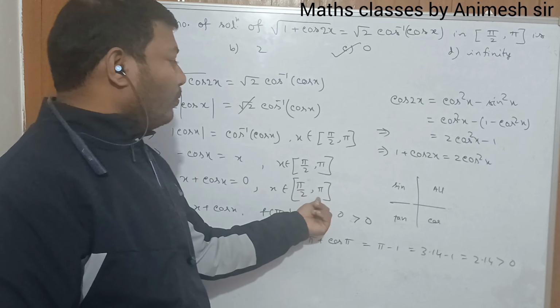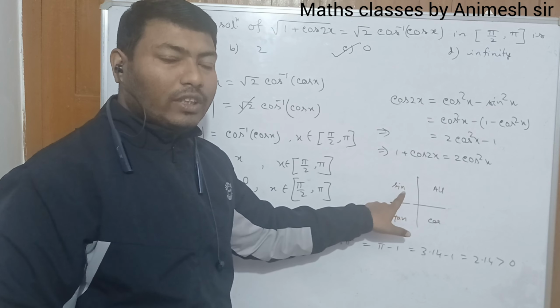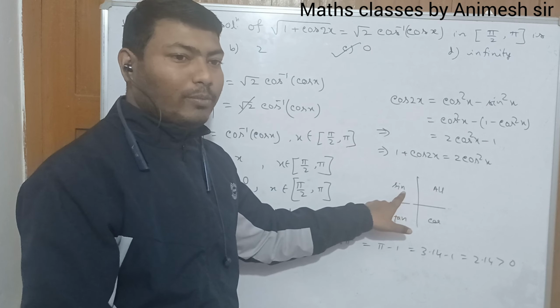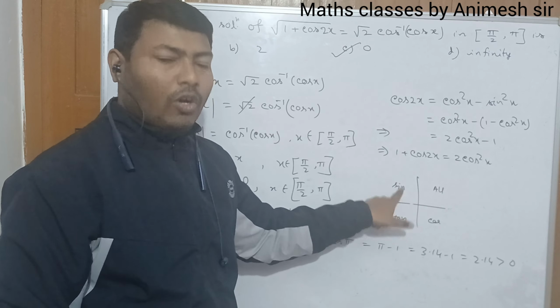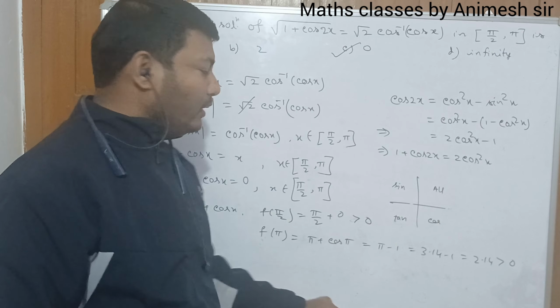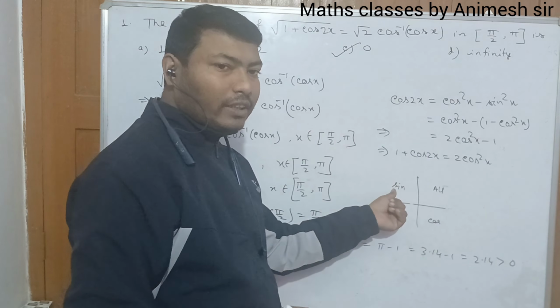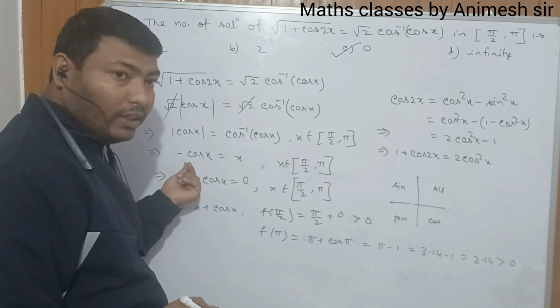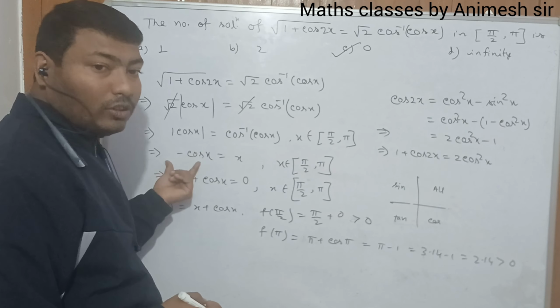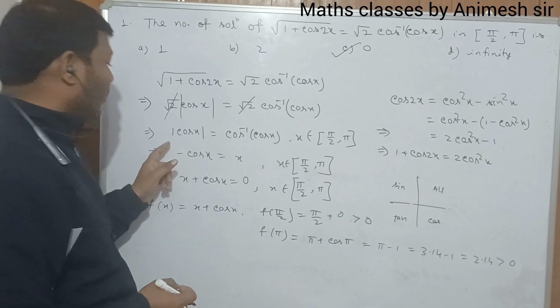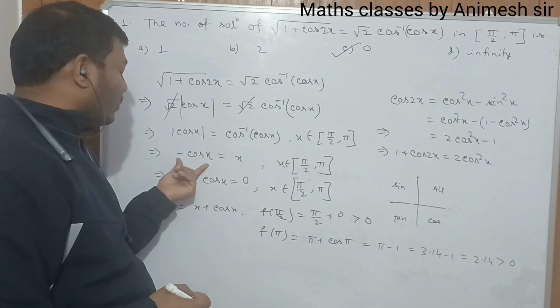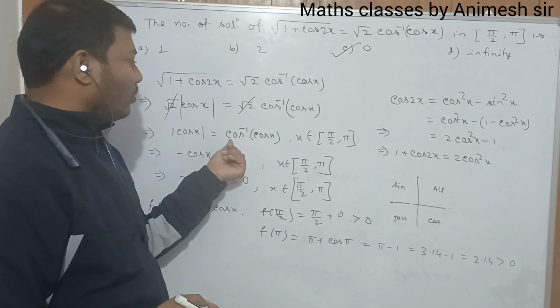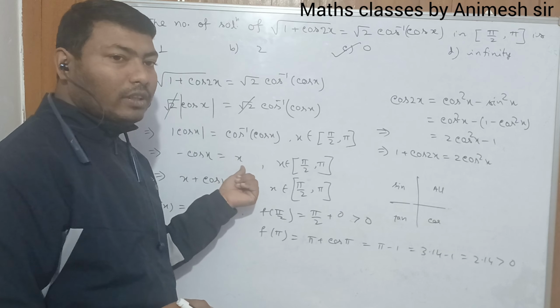So pi by 2 to pi means second quadrant. In the second quadrant, sin x and its reciprocal, that is cosec, are positive, all other trigonometric ratios are negative, so cos x is negative here. So mod of cos x will be minus cos x. Now the mod symbol will always give the positive value. So minus cos x equals x. What? Cos inverse cos x equals x.